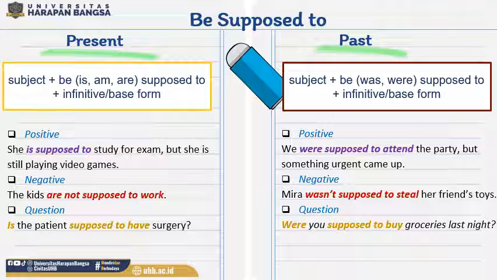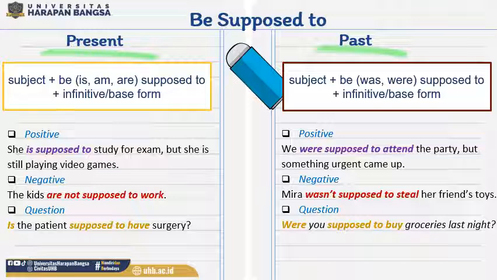Kami seharusnya datang ke pesta, tapi ternyata ada sesuatu yang tiba-tiba terjadi. Nah, jadi ada keharusan nih. Ada keharusan kami untuk mengikuti atau untuk datang ke pesta. Tapi ternyata tidak datang karena ada sesuatu yang terjadi.